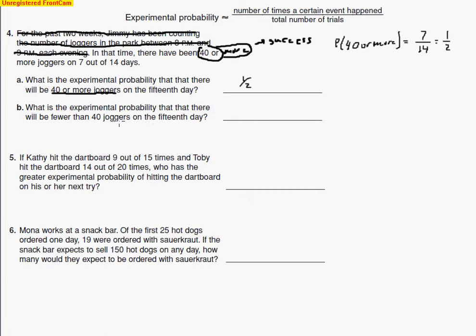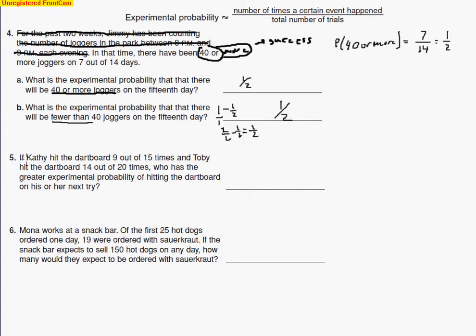Now, how about that there'll be fewer than 40 joggers? Typically, what we'd end up doing is 1 minus 1/2, because 1/2 represented 40 or more, and fewer would be the other amount that adds to make the 1. But in this case, since we don't have any other numbers except just 1/2, half of 1 is 1/2. So when I come up with that common denominator, you'll see when I subtract, I get the same answer, 1/2. So 1/2 is the answer again.